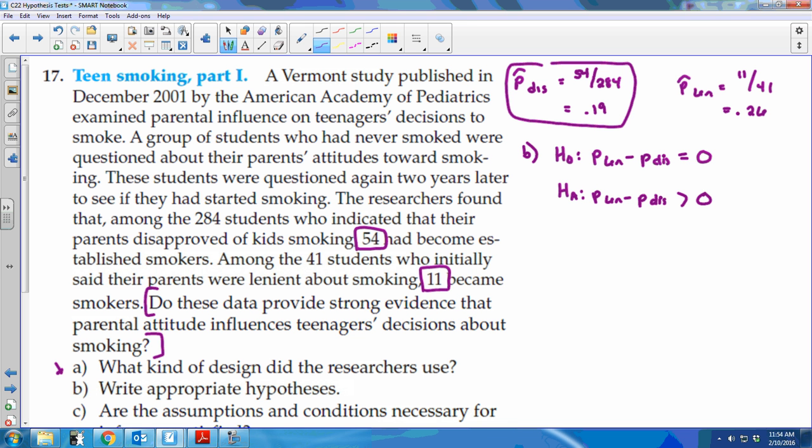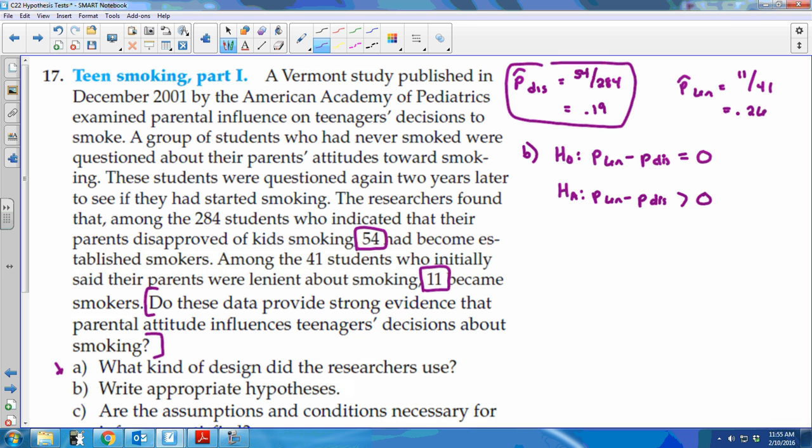Independence. So we need to say the 284 students with parents that disapprove of smoking are all independent of each other. The 41 students who have parents that are lenient about smoking are all independent of each other. And then the students with parents that disapprove of smoking and the students with parents that are lenient about smoking are also independent of each other. Right? Independence within the group, independence of the groups. Questions about any of the conditions?